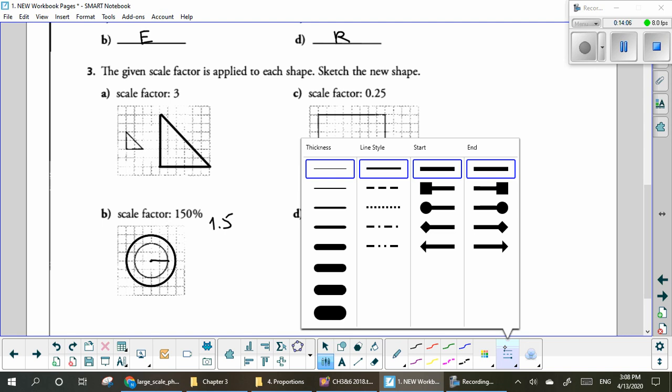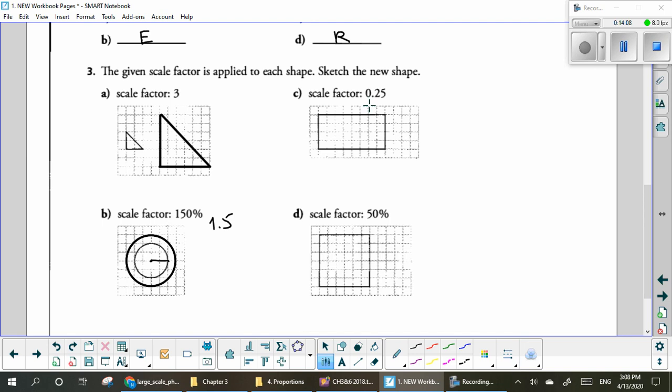we have a rectangle. It says a scale factor of 0.25. So that means if I look at these sides, so we have 1, 2, 3, 4, 5, 6, 7, 8 squares. So all I have to do is take my side times 0.25 and then do the same thing, 1, 2, 3, 4 times 0.25. So that'll give me the length and width, and it's 25% really.